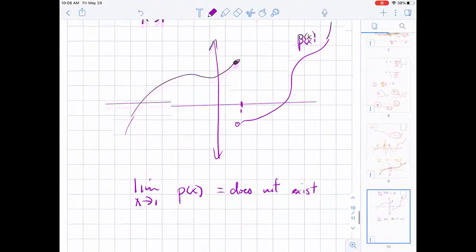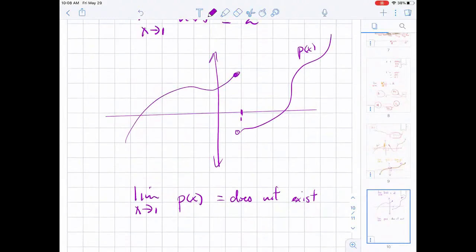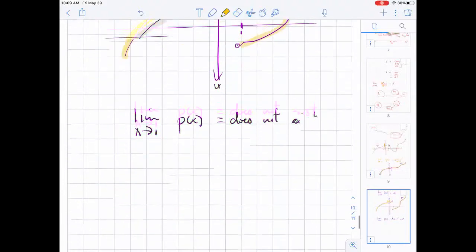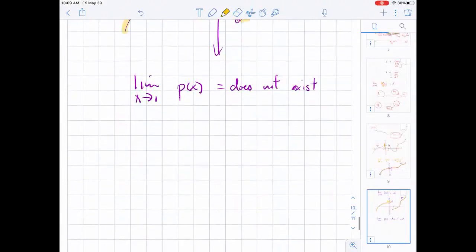Okay? Why? Because when I travel on this side, I'm at a height here. I don't care what that value is. Let's say 2. When you travel on this side, you're at some negative value. We're not at the same value, is it? No. But keep in mind, the limit doesn't exist, but is P of 1 defined?